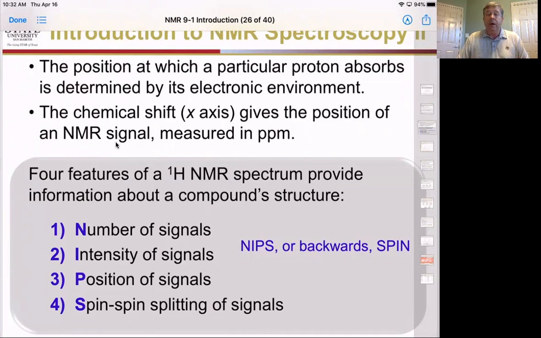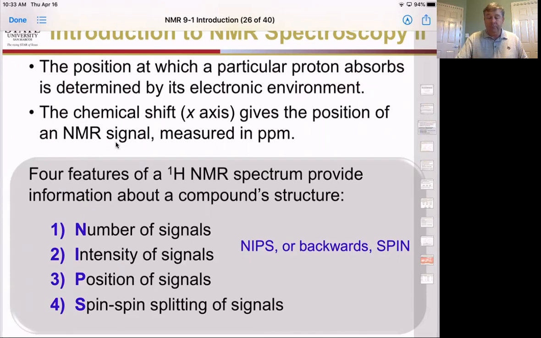Whenever we look at a proton NMR in particular, we have four things we're looking for. Number one is the number of signals we have. Number two, the intensity of those signals. Number three, the position of those signals, or chemical shift. And number four is the spin-spin splitting or coupling of those signals. I'm going to go through each of these one by one and show you how to identify them and why they're important.